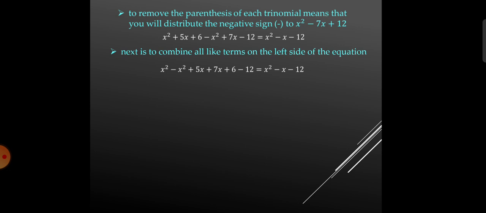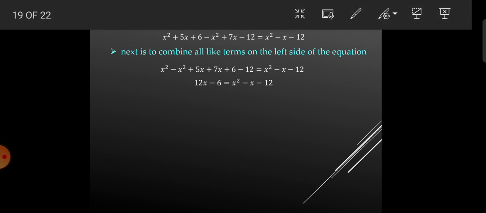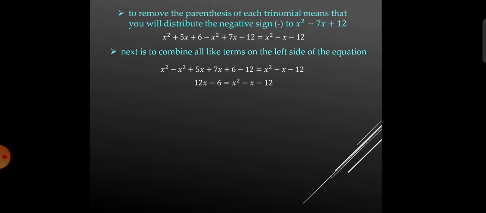Gi-rearrange na nako. Equals, kopyahon ang nasa right side: x squared minus x minus 12. Sorry. So, x squared minus x squared, wala na, cancel. So, nabilin, 5x plus 7x, manang 12x. 6 minus 12 is negative 6, manang minus 6, equals. Copy x squared minus x minus 12.